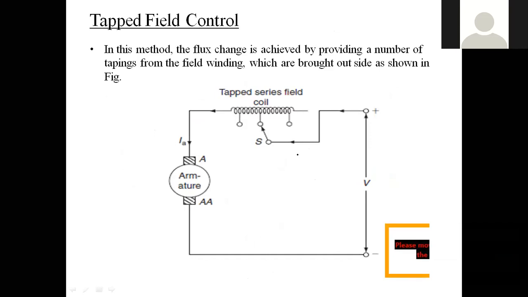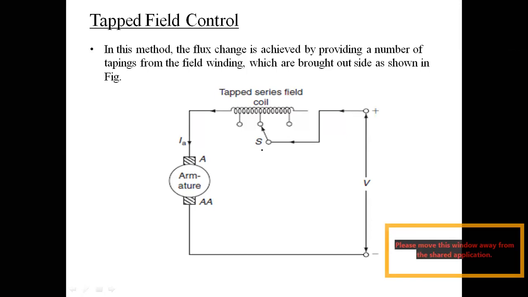This is also simple. We are going to control the armature current by placing this variable point for the different tappings. That is nothing but we are going to increase or decrease the windings of your field coil. By that, the current is going to be regulated. So the S is nothing but a switch. Through the switch, we are going to provide a number of turns of the coil to this armature.